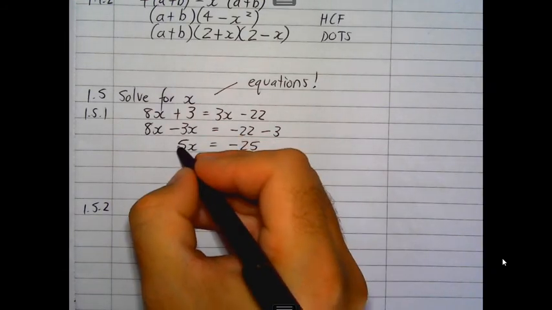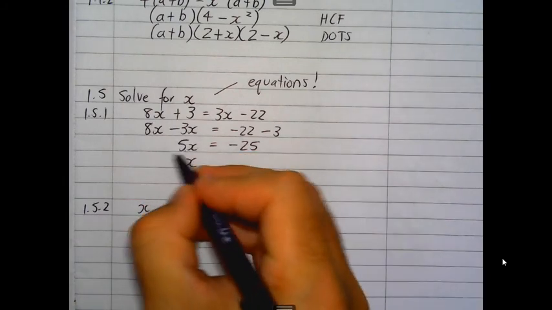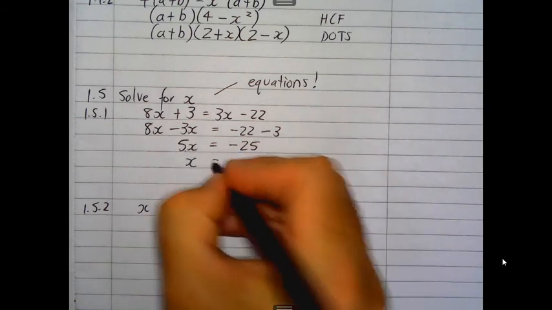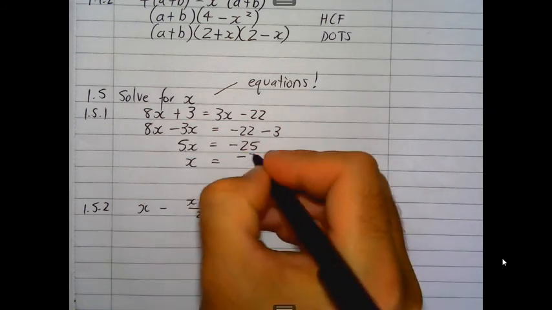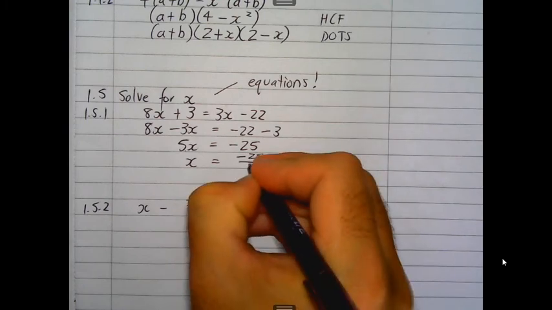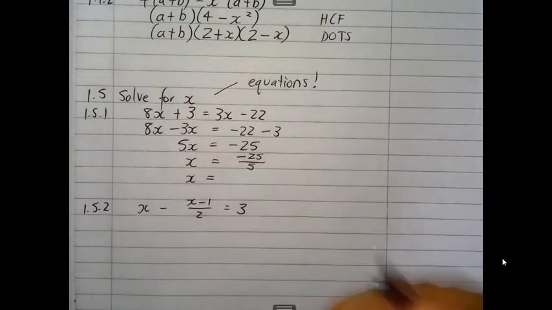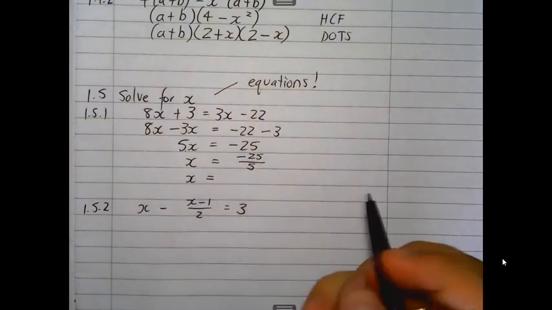So this means 5 times x. To get rid of this 5, I would have had to divide by 5. 5 divided by 5 would have cancelled the 5s. But if I divide by 5 on the left, I must say negative 25 divided by 5 on the right. Last step, final answer. What is negative 25 divided by 5?